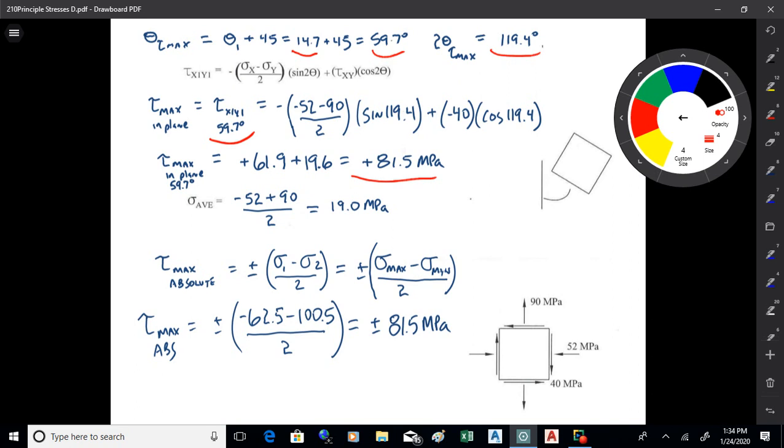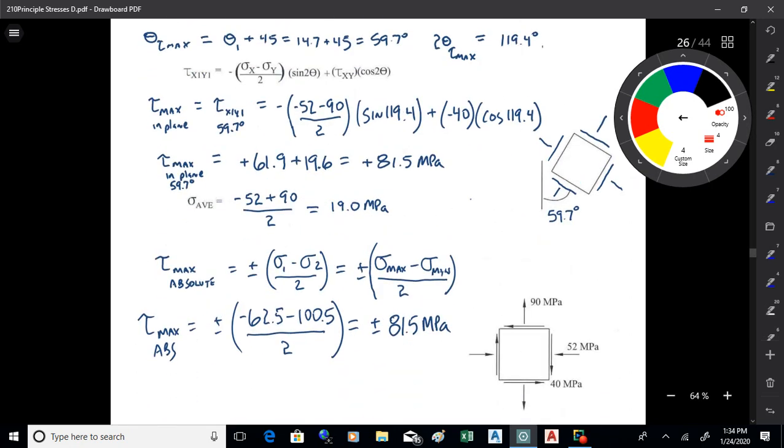All right, now what I can do then, I know that at 59.7 degrees, I've got a shear stress of 81.5. I can find the average normal stress, that's the stress that acts on the maximum shear planes, negative 52 plus 90 over 2, it's 19. So now I can make a sketch that shows me about the maximum shear in plane.